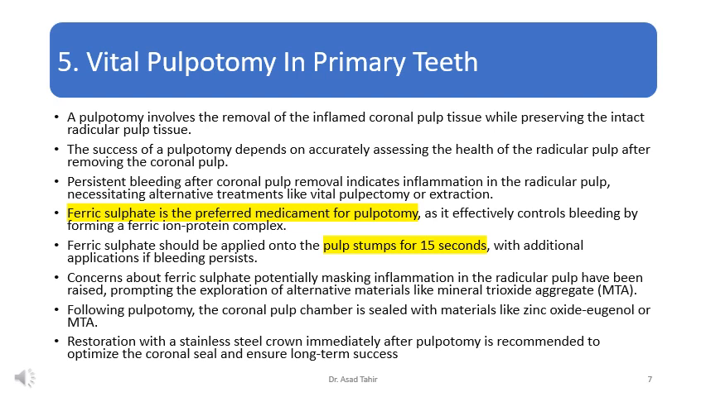Concerns about ferric sulfate potentially masking inflammation in the radicular pulp have been raised, prompting the exploration of alternative materials like mineral trioxide aggregate, MTA. Following pulpotomy, the coronal pulp chamber is sealed with materials like zinc oxide eugenol or MTA. Restoration with a stainless steel crown immediately after pulpotomy is recommended to optimize the coronal seal and ensure long-term success.